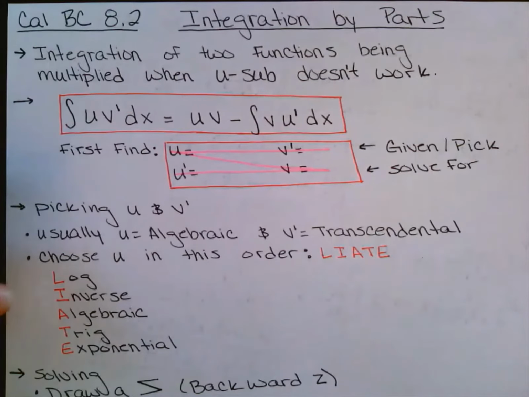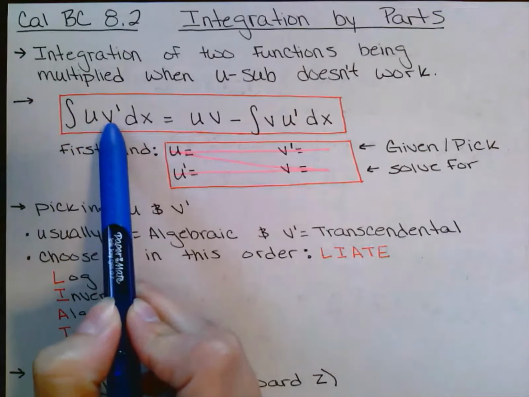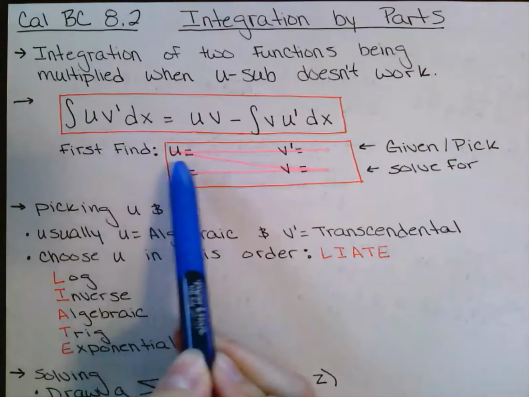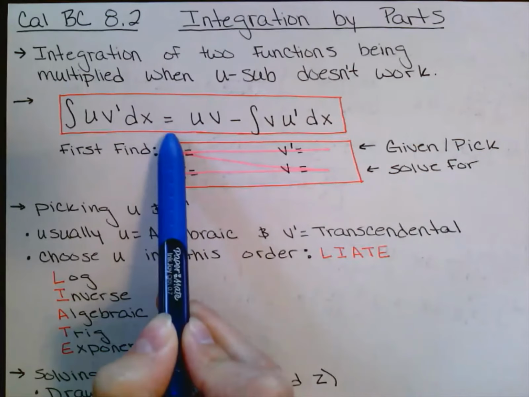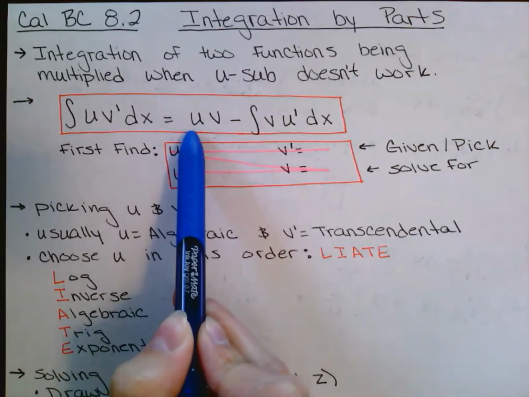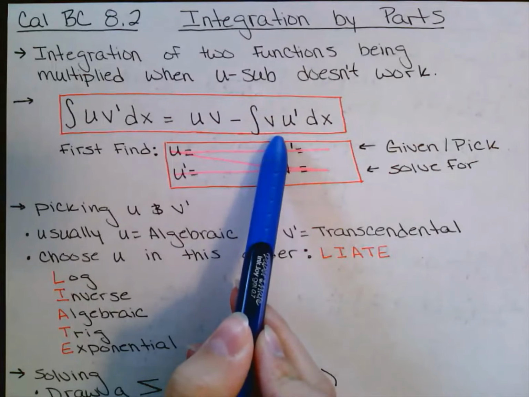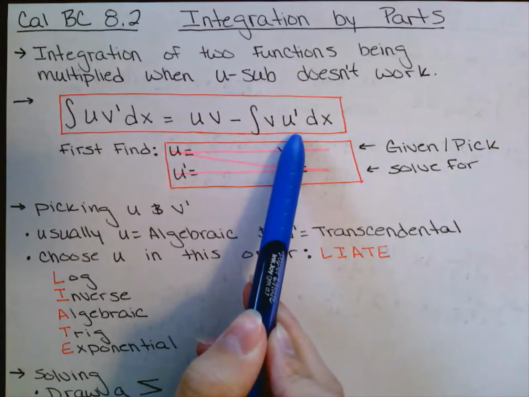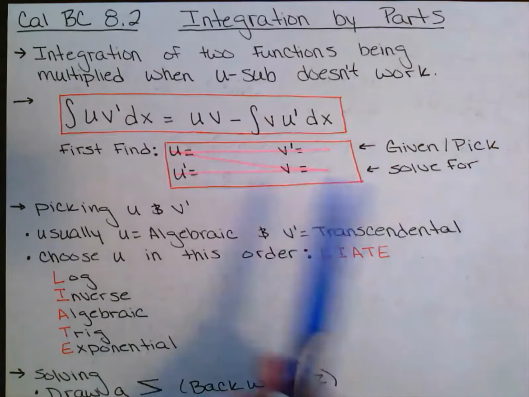So let's talk about the formula first. We have the integration of u times v prime. There will be two things being multiplied. You are going to have to pick who u and v prime is, and we'll talk about that in a second. The answer to the integration is going to be u times v minus the integral of v times u prime. Then you just solve this integral, which should be a simple integration from Calculus AB. And if it's not, you just do the process again.